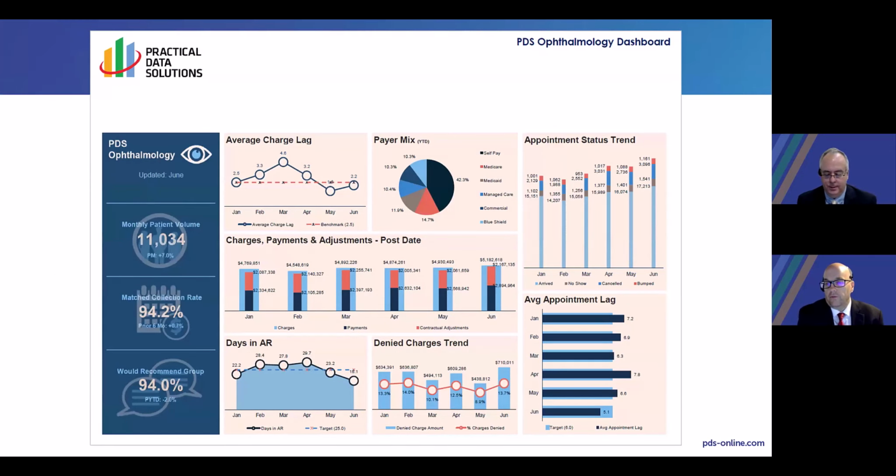So if you look at another visual dashboard, this is one that focuses on the finance that's out there. And we have payer mix information like we talked about before. We can look at our charges, payments, contractual adjustments, days in AR, and even look at some denial trends that are out there. We can look at our matched collection rate and our reimbursement. How well are we collecting what we can get paid? And then, when we talk about getting paid faster, we have the average charge lag that's up there to look at as well.